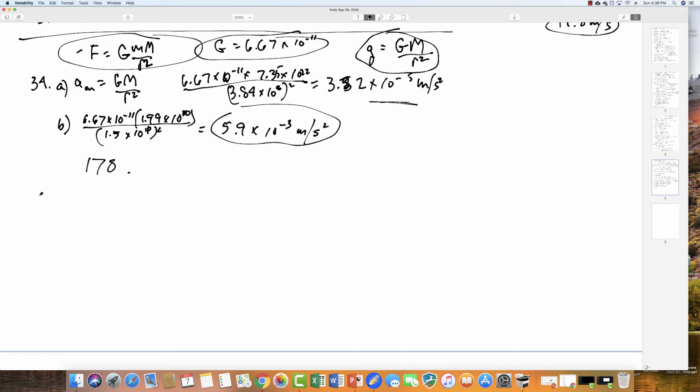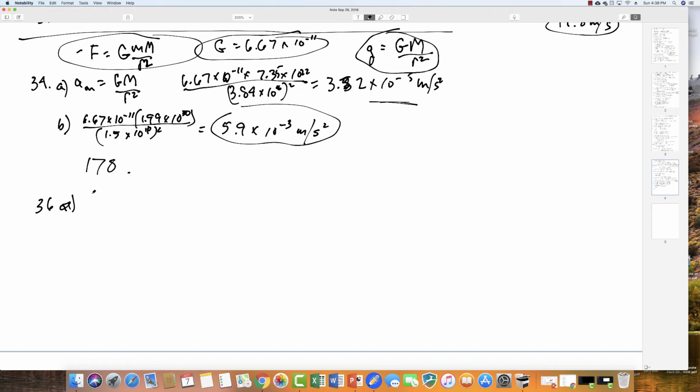Okay, the next problem, problem number 36, is very similar. It says calculate the acceleration due to gravity on the surface of the sun. We do the same kind of calculation. On the surface of the sun, the distance we're going to be using is from the center of the sun to the surface of the sun, and that's the only difference in this calculation.